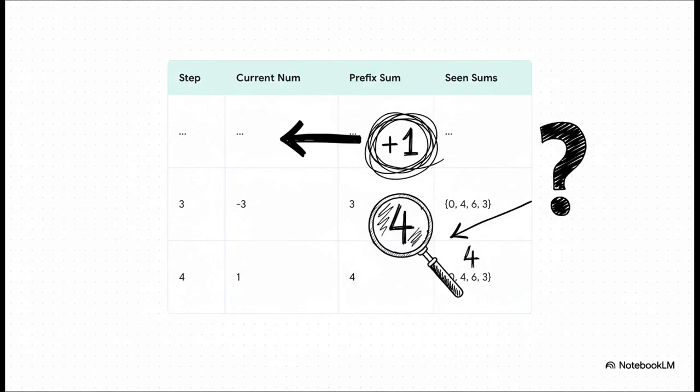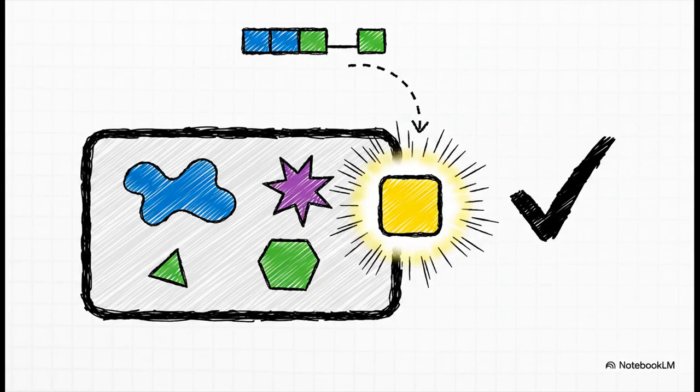All right, here it is. This is the key moment. We add 1 to our current prefix of 3, and the new prefix sum is 4. Now we ask the most important question of the whole algorithm. Have we ever seen the number 4 before? Yes, we have. It's a collision. Our set immediately tells us, hey, I've seen a prefix sum of 4 before. And that means the numbers that came between that first time we saw 4 and this time, the subarray 2, -3, 1, they absolutely must sum to 0. And just like that, in a single pass, we're done.